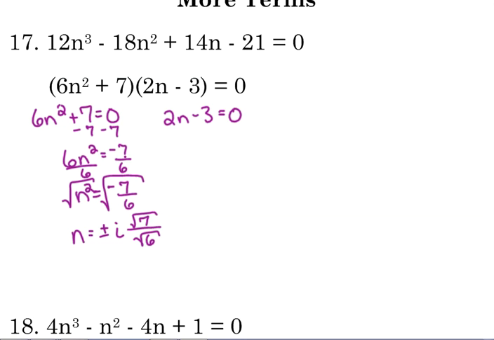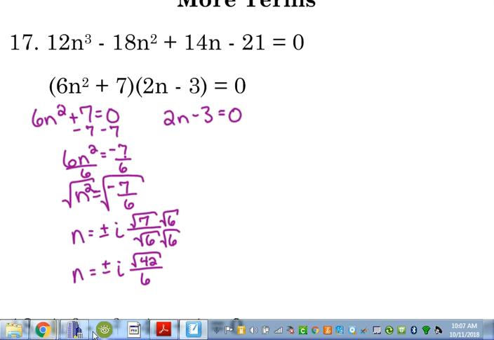I took the square root, so I got to remember the plus or minus. There's a negative under the square root, so I need the i. 7 and 6 are not perfect squares, so I need to split them up and rationalize. So we get plus or minus i, square root of 42. Square root of 6 times square root of 6 is 6.